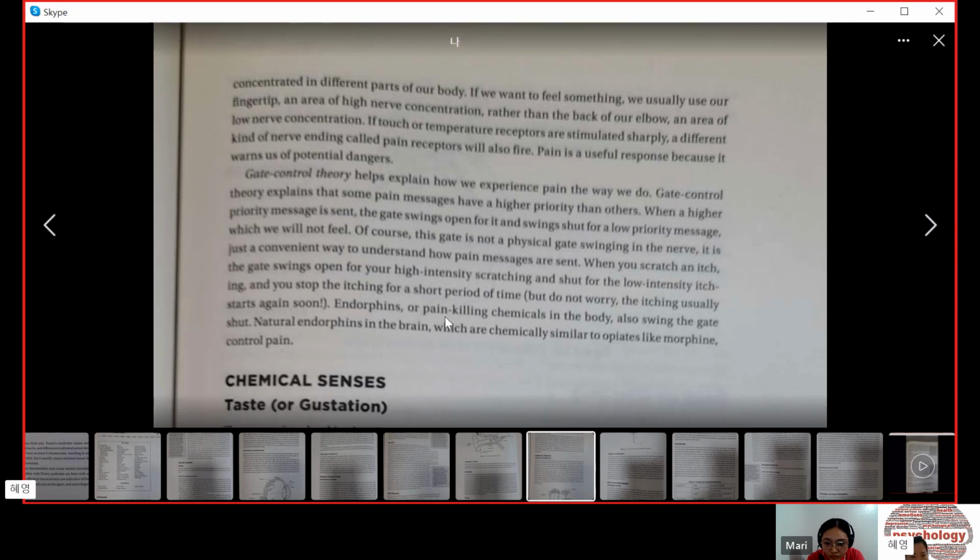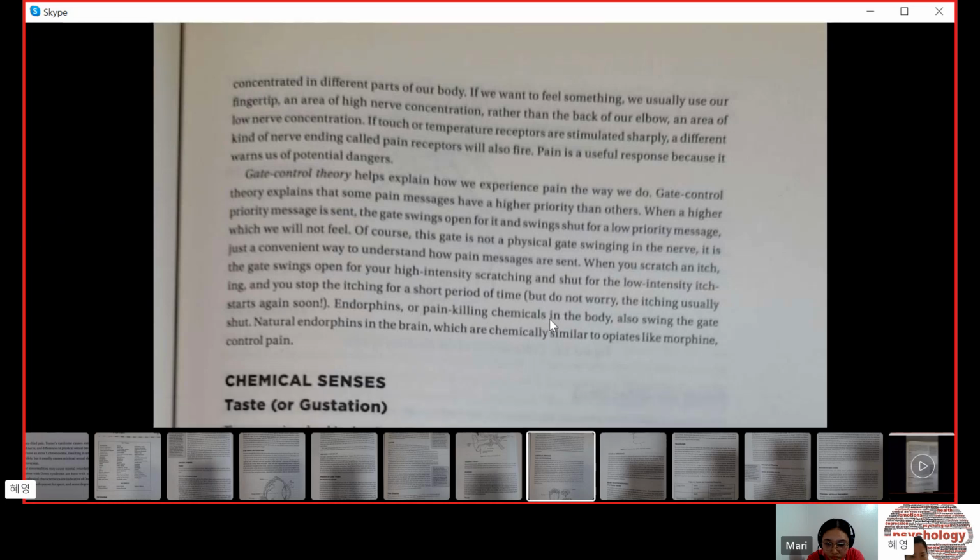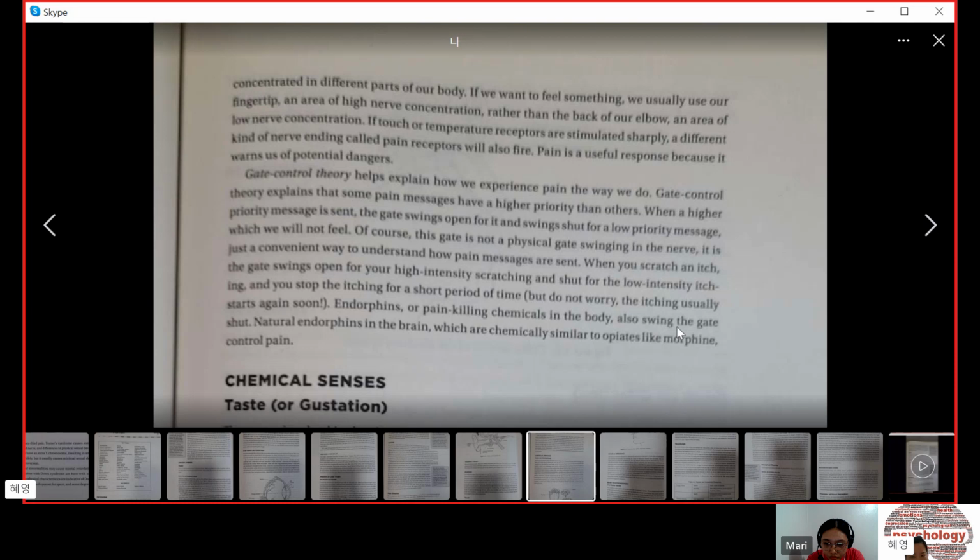Endorphins, or pain-killing chemicals in the body, also swing the gate shut. Natural endorphins in the brain, which are chemically similar to opiates like morphine, control pain.